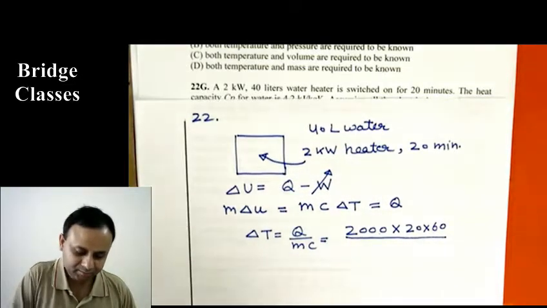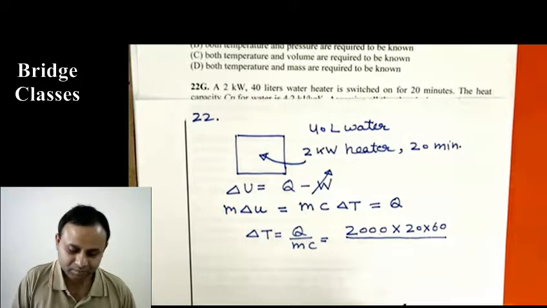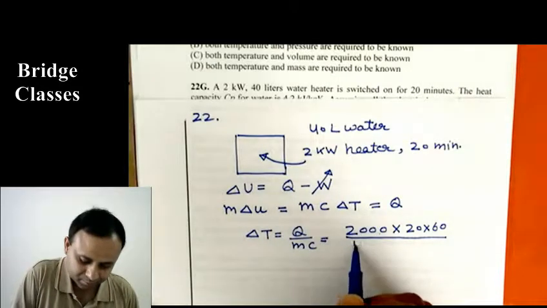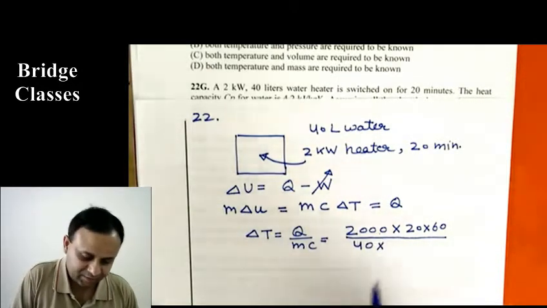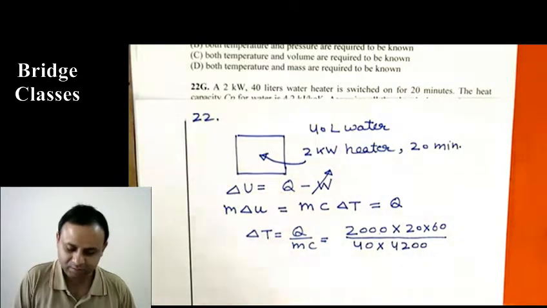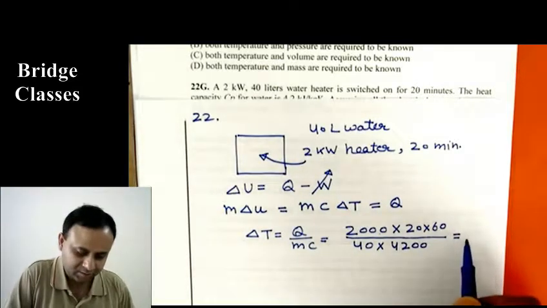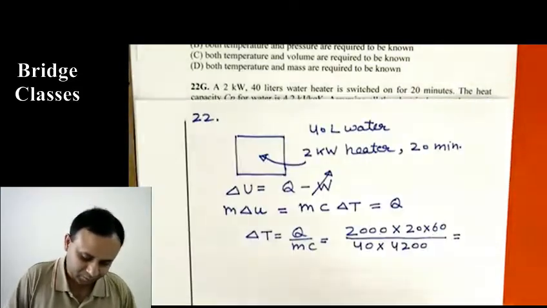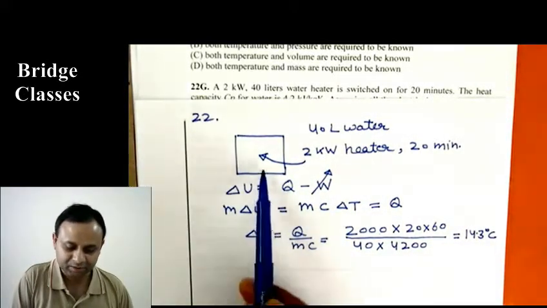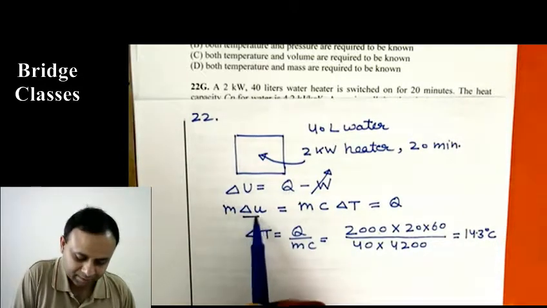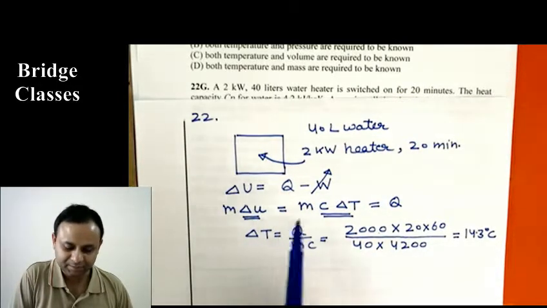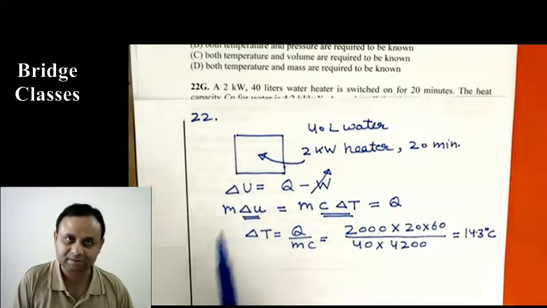Over mass of water, it's 40 liter, and 1 liter is 1 kilogram. Okay, so it's 40 kilogram. Times specific heat, which is 4.2 kilojoule per kilogram Kelvin. So that is 4200 joule per kilogram Kelvin. So you just do the calculation, you get 14.3 degrees C. So in this case we treated water as incompressible, and we wrote delta U is C delta T. But don't forget this M for the uppercase delta U.